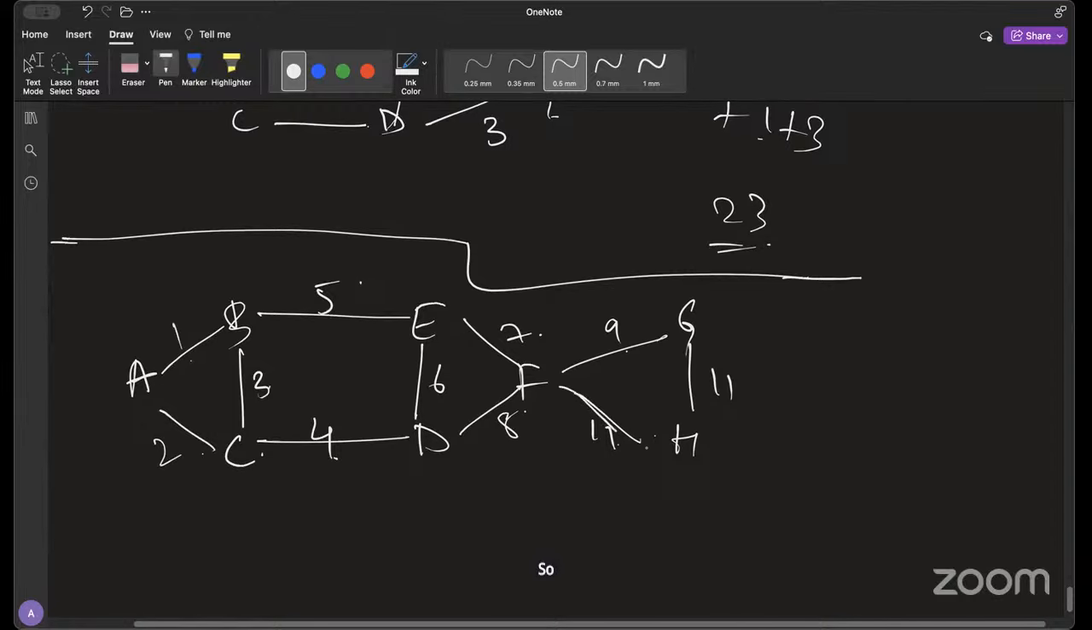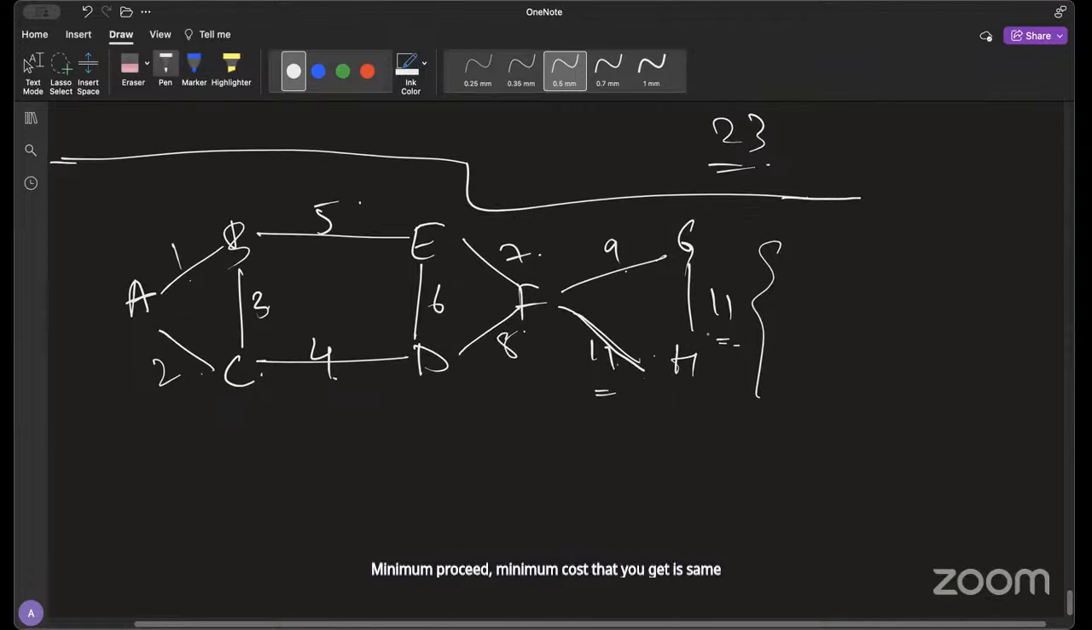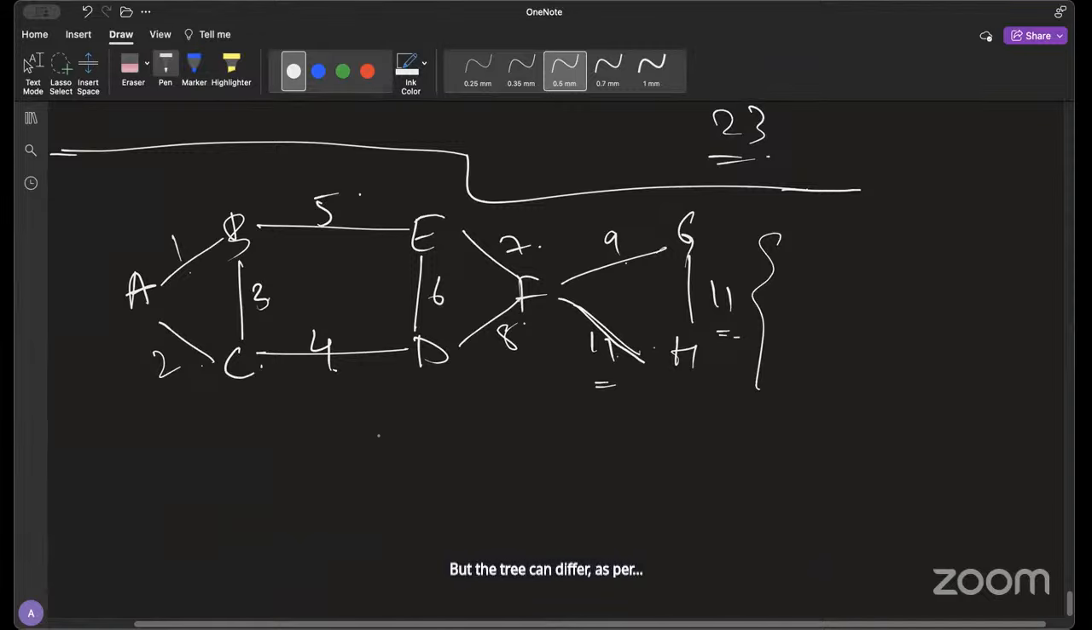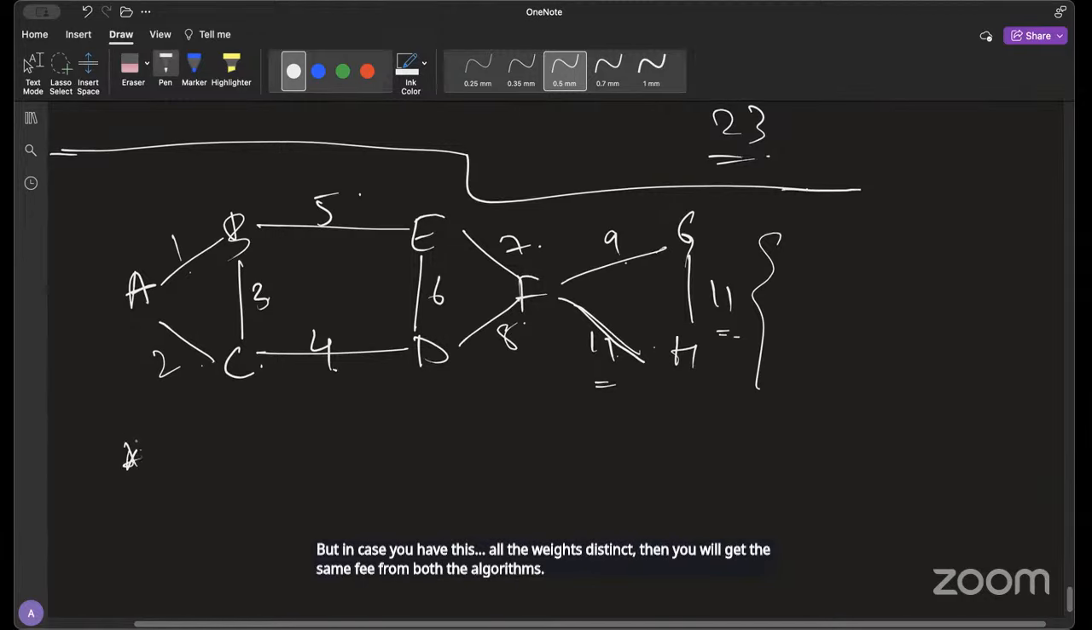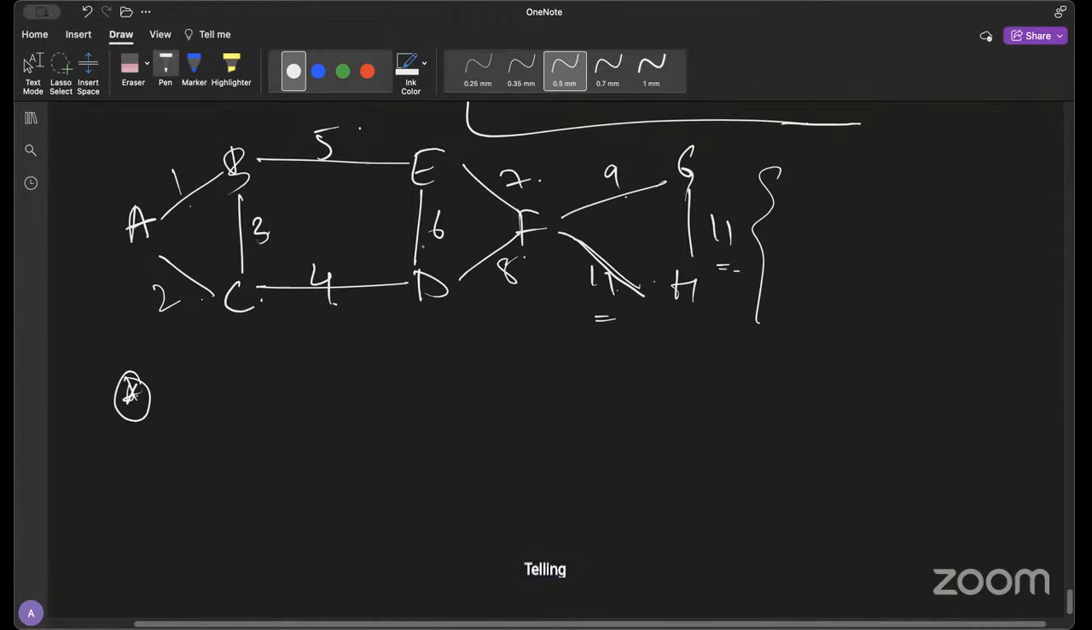So you again start with, what happens here is what I was talking about. If you see, all of the weights are distinct, right? Except for this last one that you have. So in this case, the minimum cost that you get is the same using both the methods. No matter what method you use, it will be the same. But the tree can differ as per what you're using. If you're using Prim's algorithm, you can get something different. But in case you have all the weights distinct, then you will get the same tree from both algorithms. I hope that part's not very important, but I was just telling you so that you know how it works.